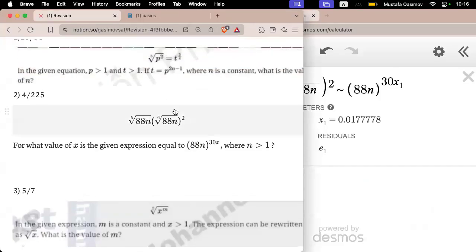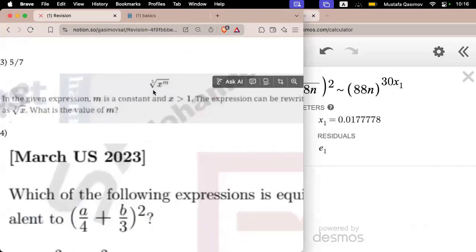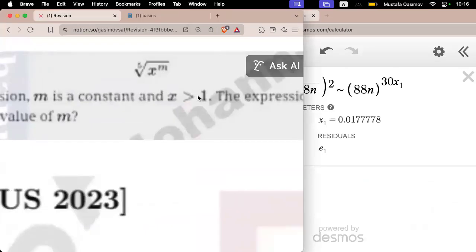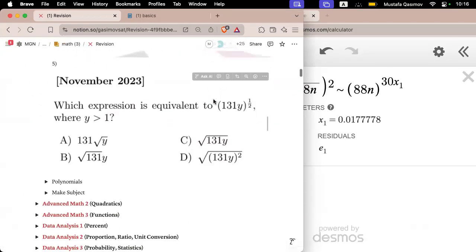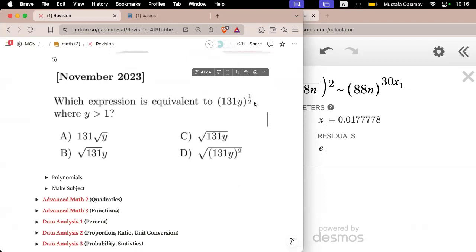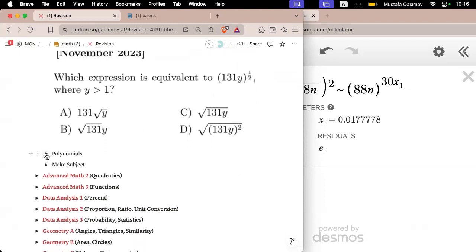Except these two questions, most questions like this, you just have to know this expression is equal to x with power of m over 5.